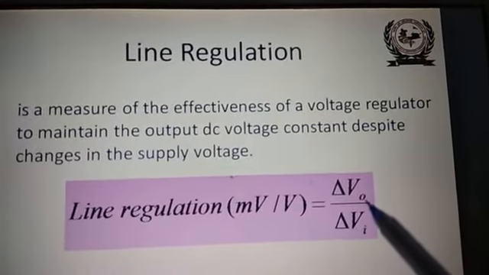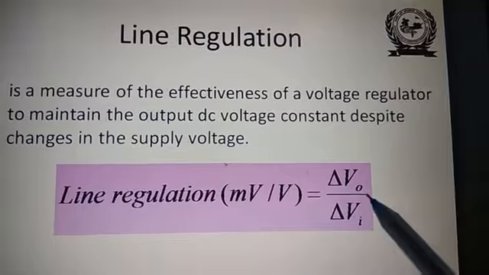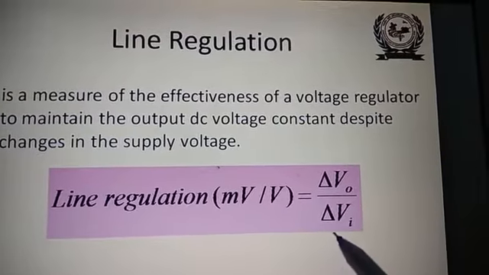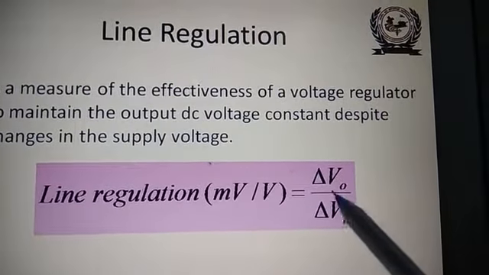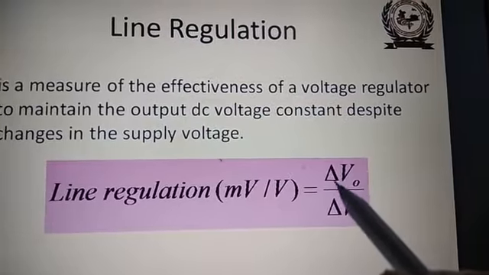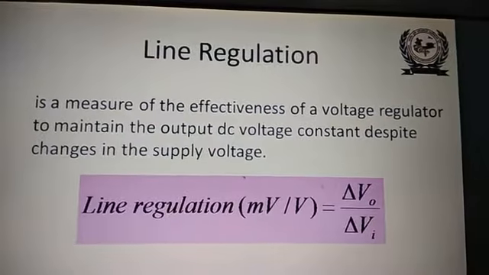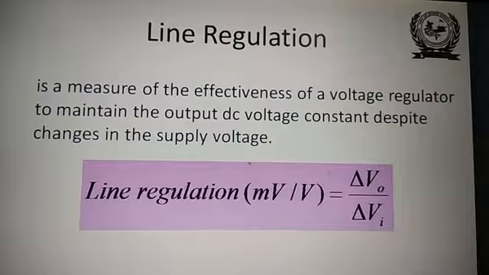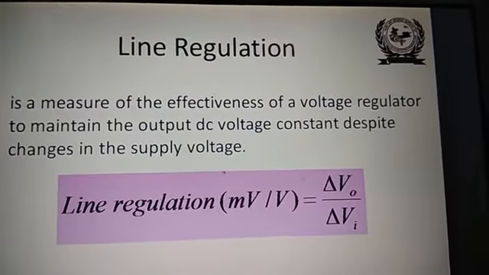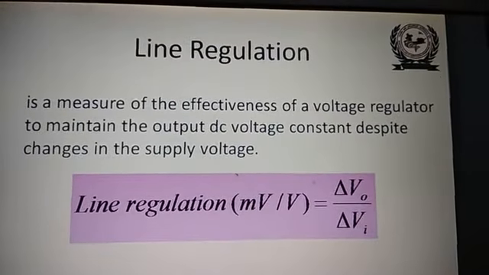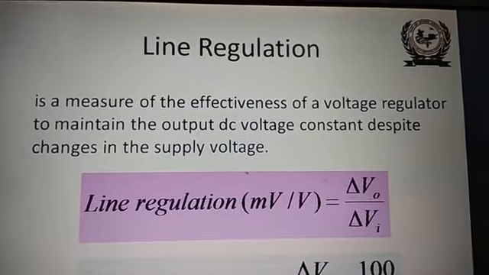Millivolt is the change in output, that is delta V naught, upon volt, the change in input, that is delta Vi. This is the line voltage and this is the output voltage. So this is called regulation, line regulation. So this is the first important characteristic of the regulator, called line regulation.